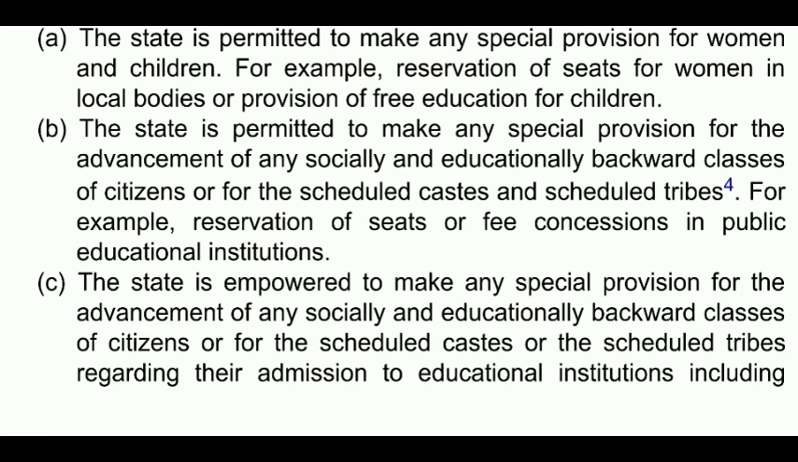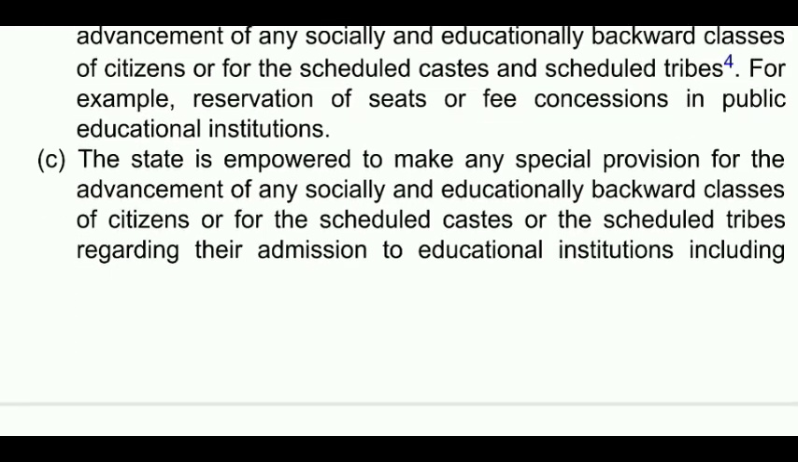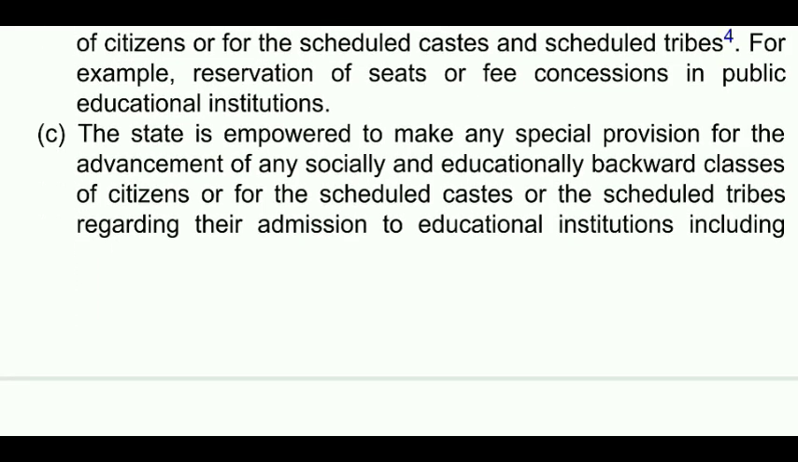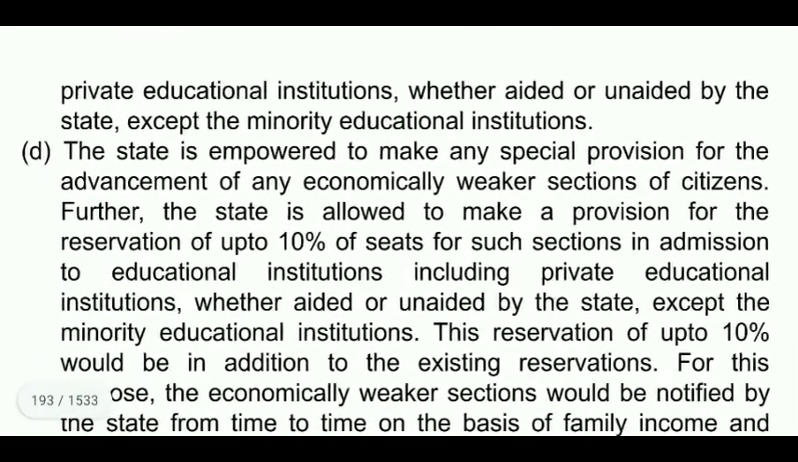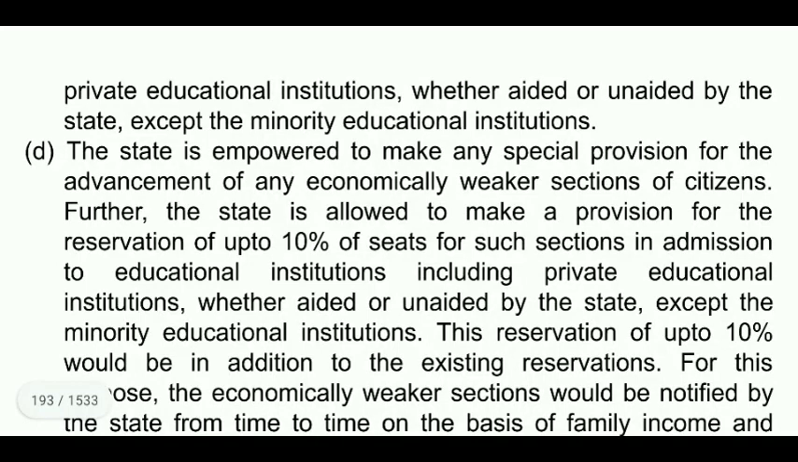For example, reservation of seats or fee concessions in public educational institutions. C. The state is empowered to make any special provision for the advancement of any socially and educationally backward classes of citizens or for the scheduled castes or the scheduled tribes regarding their admission to educational institutions, including private educational institutions, whether aided or unaided by the state, except the minority educational institutions.